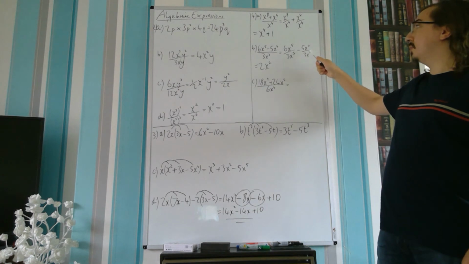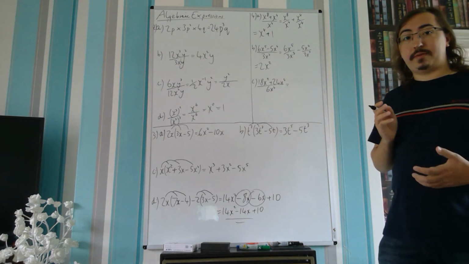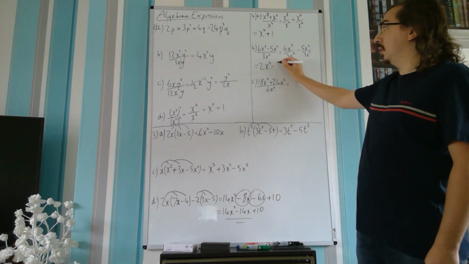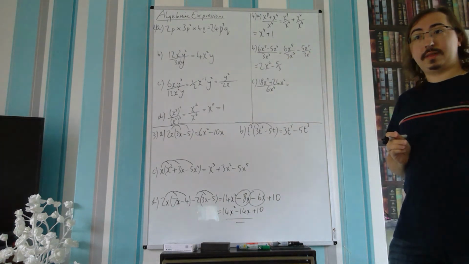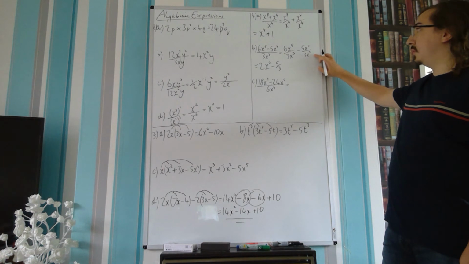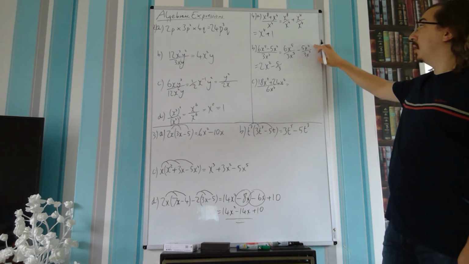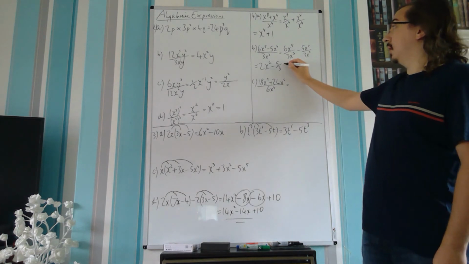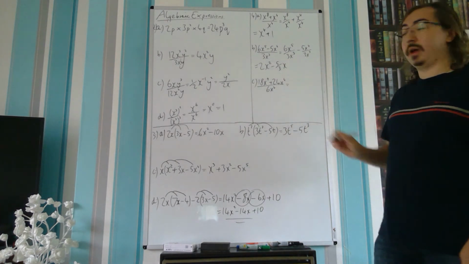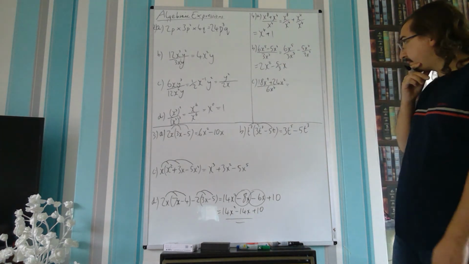For our numbers for the next one, well, we can't simplify the fraction 5 over 3, so we're going to leave that as minus 5 over 3, but we can simplify the x's. X to the 4 divided by x cubed. Because the division, we subtract the powers. 4 minus 3 gets us 1, so we can just write that as an x there.